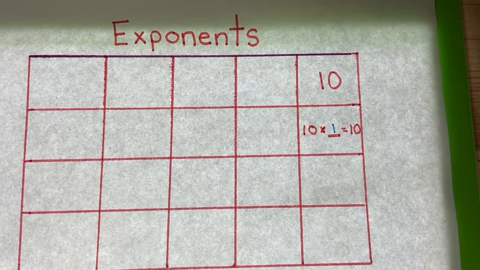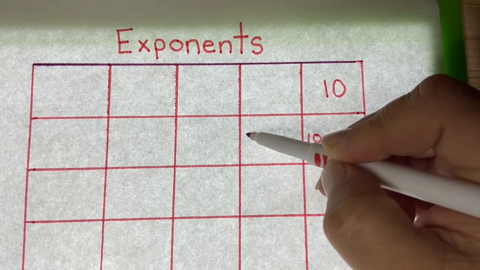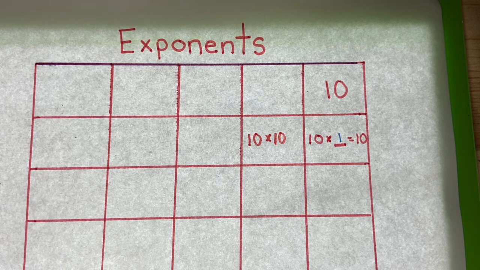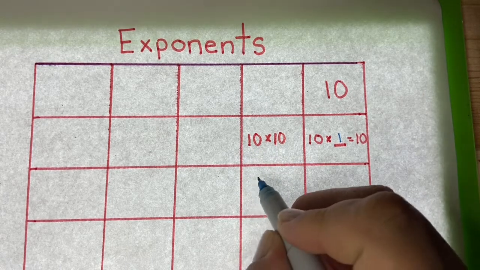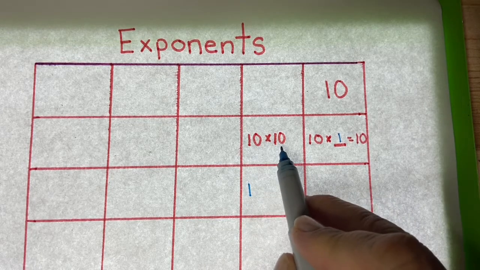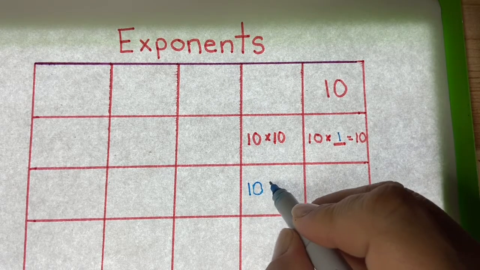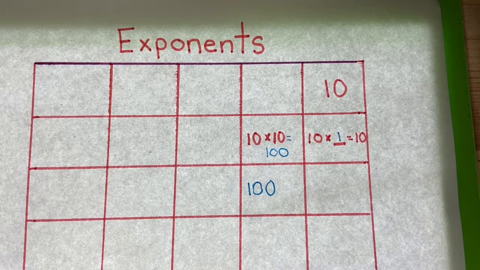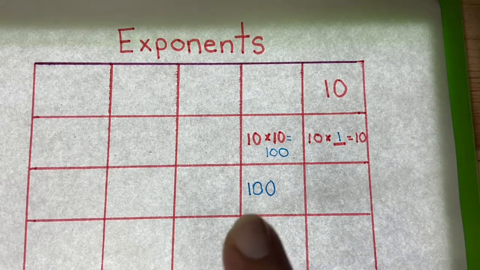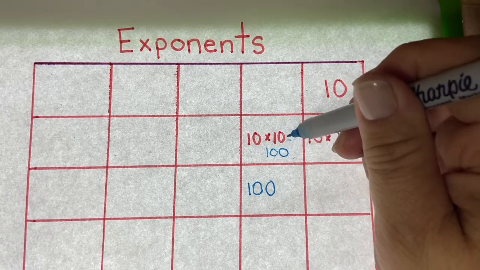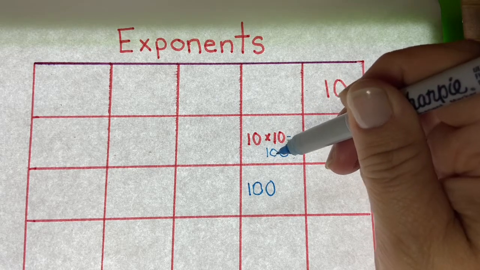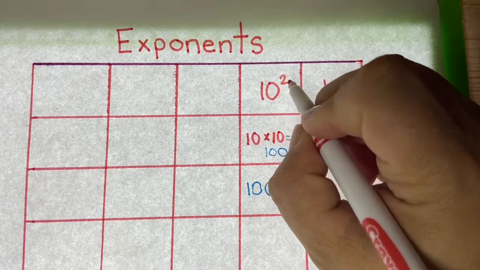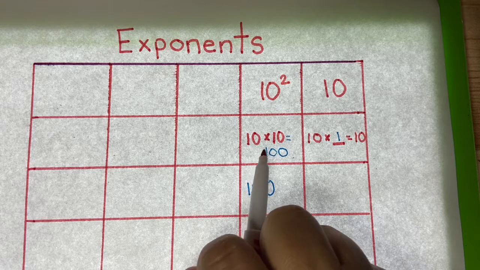Well, what if I have 10 times 10? Well, this is showing me 1 times 1 is 1, 0, 0, 0, and 0. So 10 times 10 equals 100, right? How many tens do I have here? I have 2 of them. I have 1 10 and another 10, or I have 1, 2 zeros. So 10 to the 2nd power is 10 times 10.